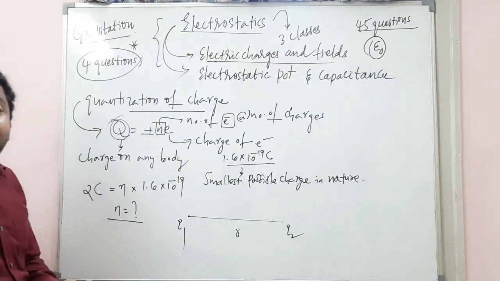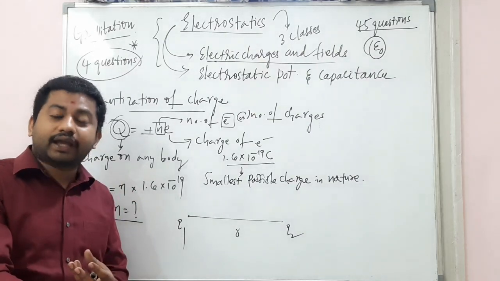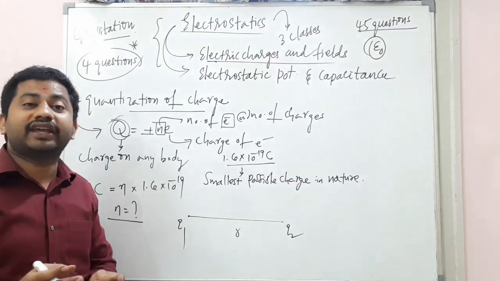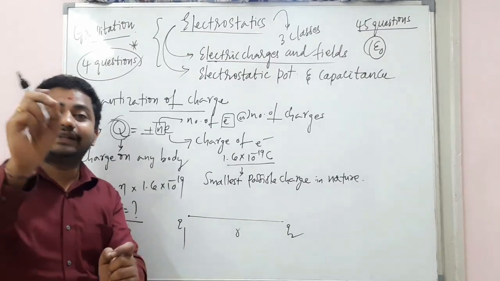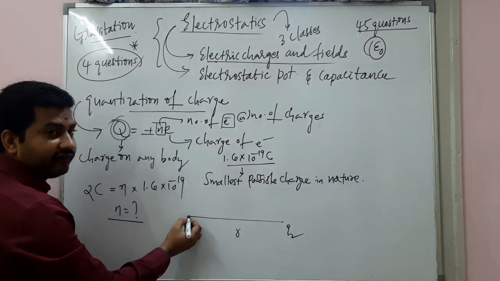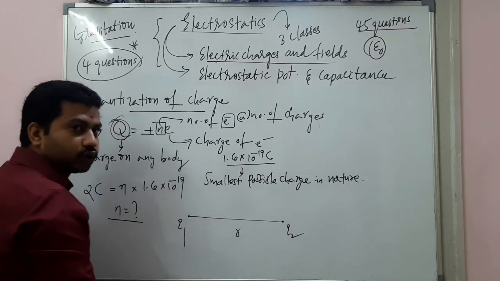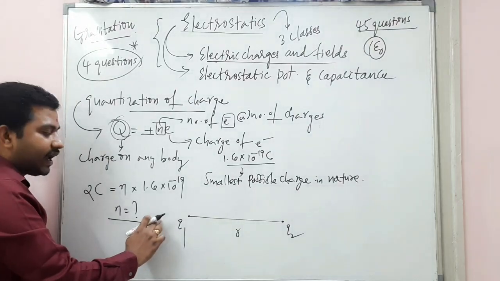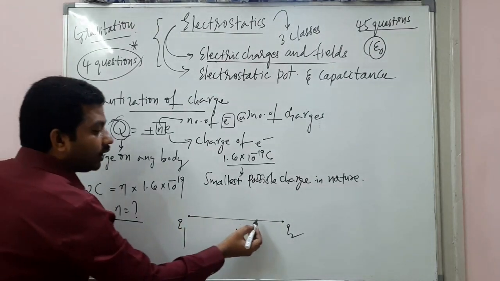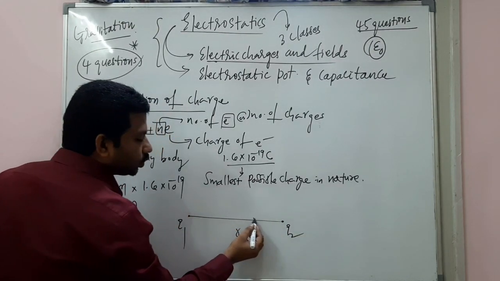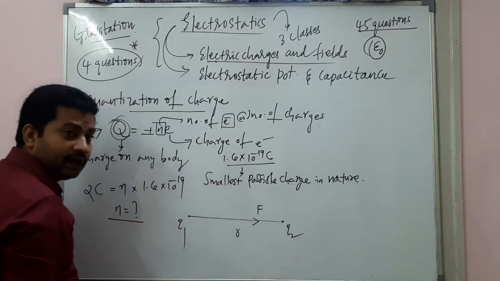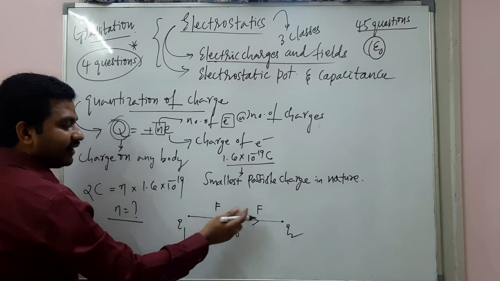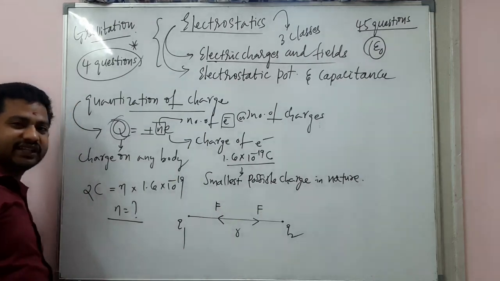You all know that according to Coulomb's law, the force of interaction, I'm not saying force of attraction, force of interaction. So this Q1 will apply a force on this Q2, and this Q2 will apply a force on Q1. This is the F, and this Q2 will apply a force on Q1, that is F, and this is called the force of repulsion here.